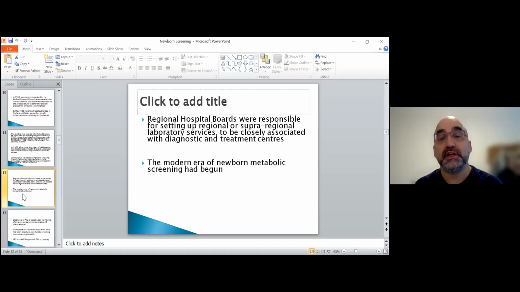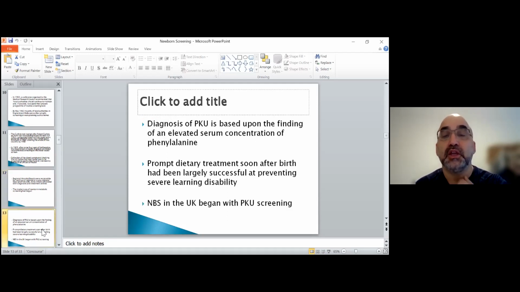So this is the modern era of newborn metabolic screening that started, and after that, other diseases started to be added on. The first thing that started was PKU in the UK, and this is the system that was established in the 1960s. As we now know, PKU is diagnosed by elevated serum concentration of phenylalanine. So we don't use urine anymore for diagnosis. We can, but it is more sensitive to use the serum.